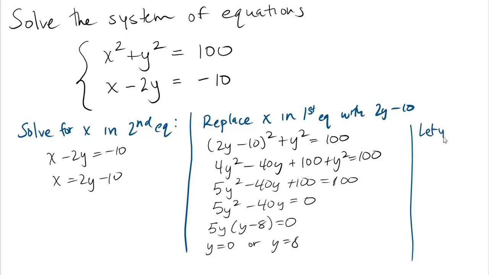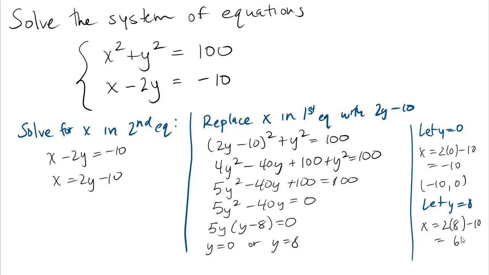If we let y equals 0 in the substitution equation, we get x equals 2 times 0 minus 10. So that's -10. So the solution is (-10, 0). X coordinate first, y coordinate second. If we let y equal 8 in the substitution equation, we get x equals 2 times 8 minus 10, which is 6. So that's the solution, (6, 8).